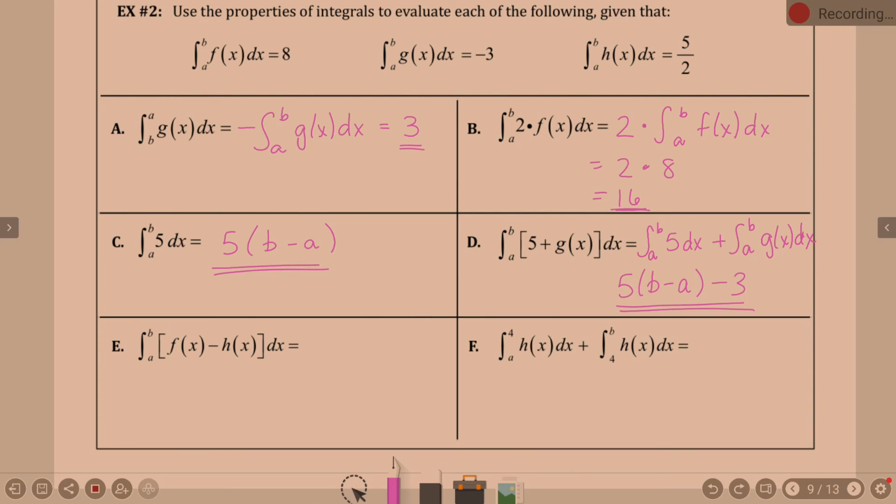E is a situation where I'm almost tempted not to rewrite the property. So I totally get it if you guys don't rewrite the property. I'm going to be official, but two functions being subtracted can be rewritten as 2 integrals, right? The integral from a to b of f of x dx minus the integral from a to b of h of x dx.